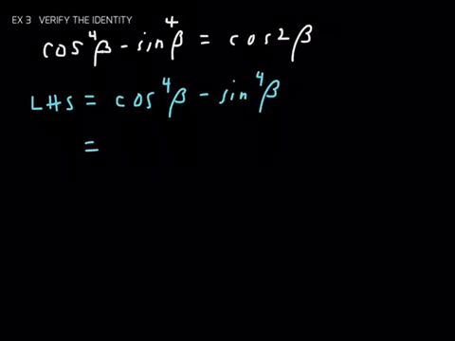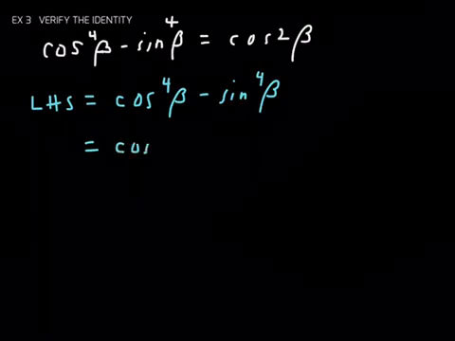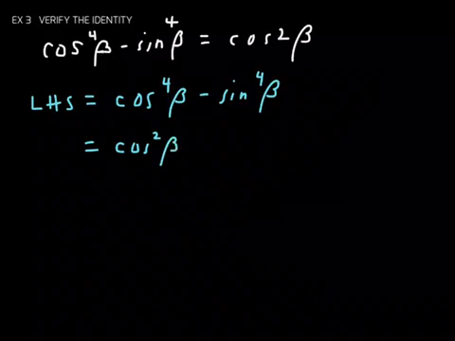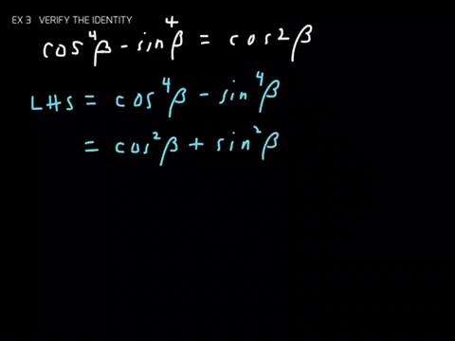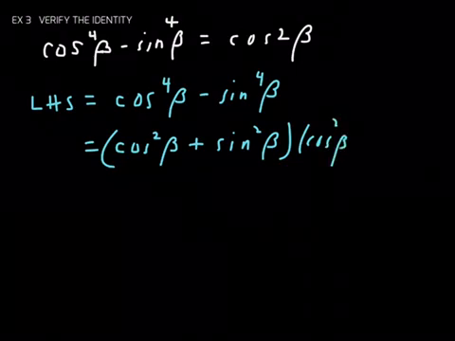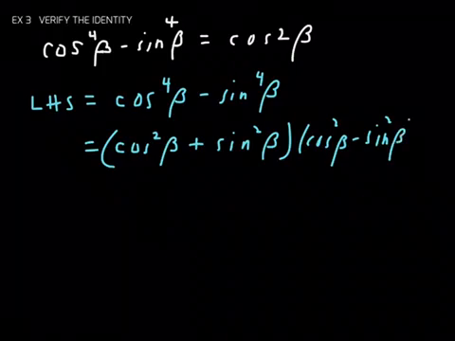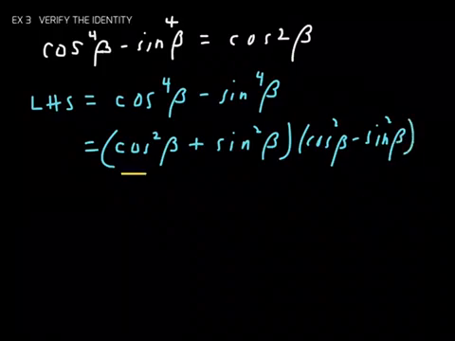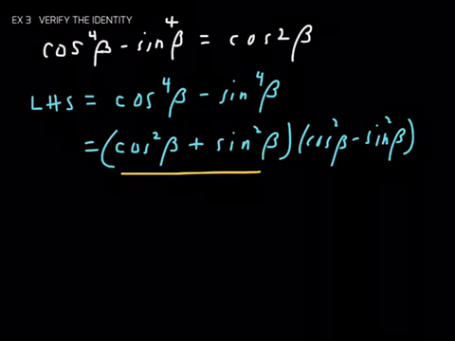All right, the left-hand side is a difference of 2 squares. So therefore it factors like this. All right, cosine squared of beta plus sine squared of beta times cosine squared of beta minus sine squared of beta. All right, this first factor here is your Pythagorean identity, which is equal to 1.